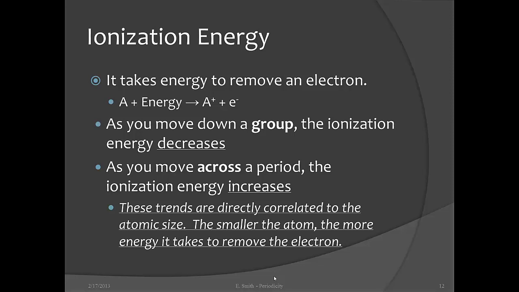Now, as you move across a period, the ionization energy actually is increasing. And this is because the size of the atom is getting smaller. The smaller the atom, the more energy it takes to remove the electron.